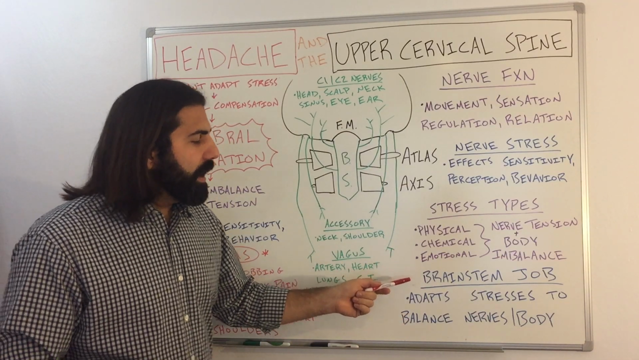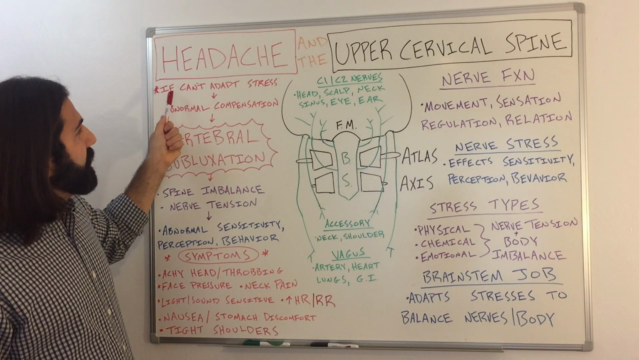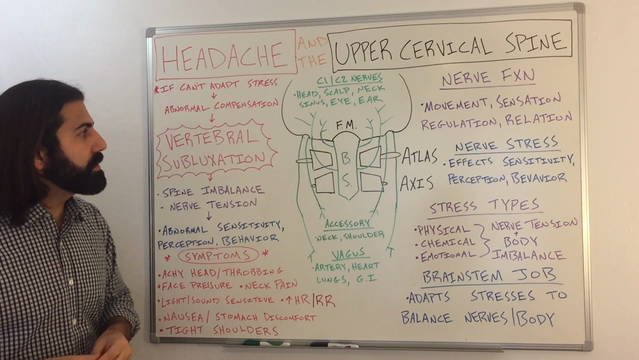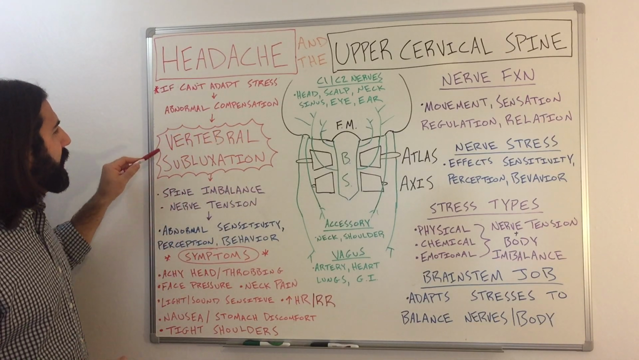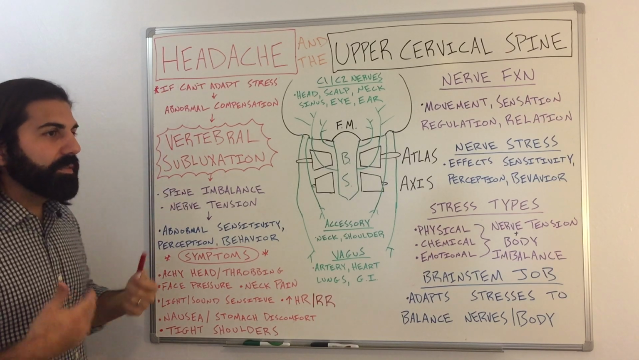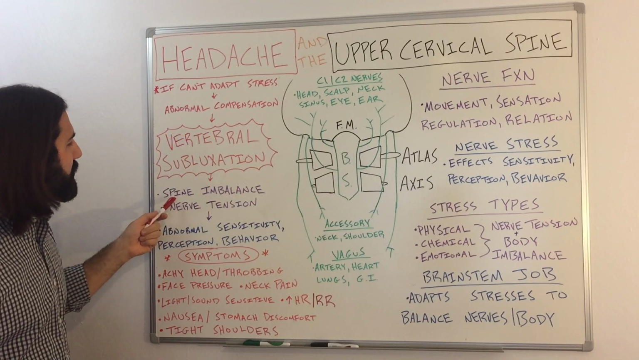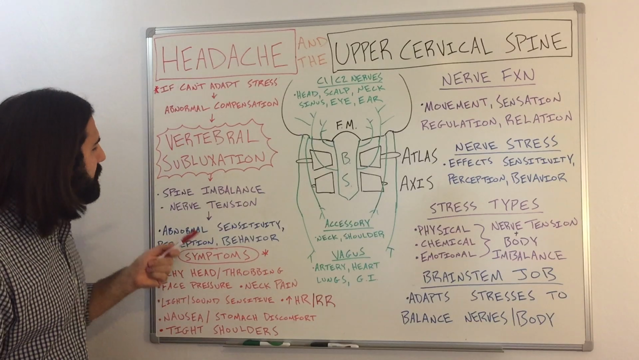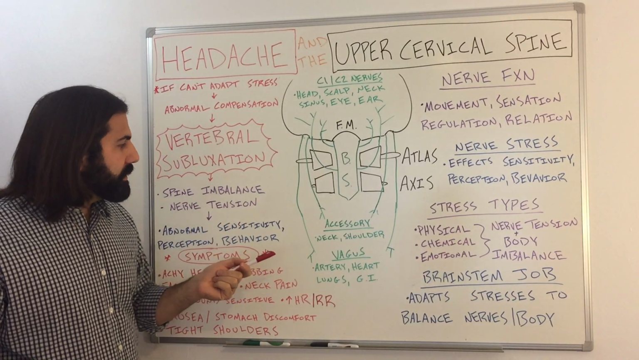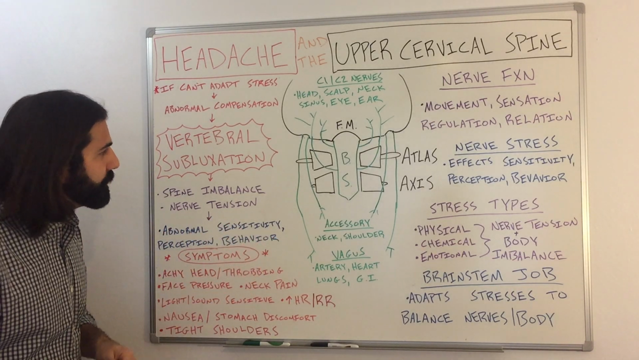Now, the brainstem can't always adapt the stresses perfectly. So if the brainstem can't adapt the stresses, an abnormal compensation occurs. This is what we call in chiropractic a vertebral subluxation. A vertebral subluxation is a physical presentation of this abnormal compensation. So it results in spine imbalance or body imbalance and nerve tension. Another word for spine imbalance is misalignment, and another word we use for nerve tension is interference or disruption.